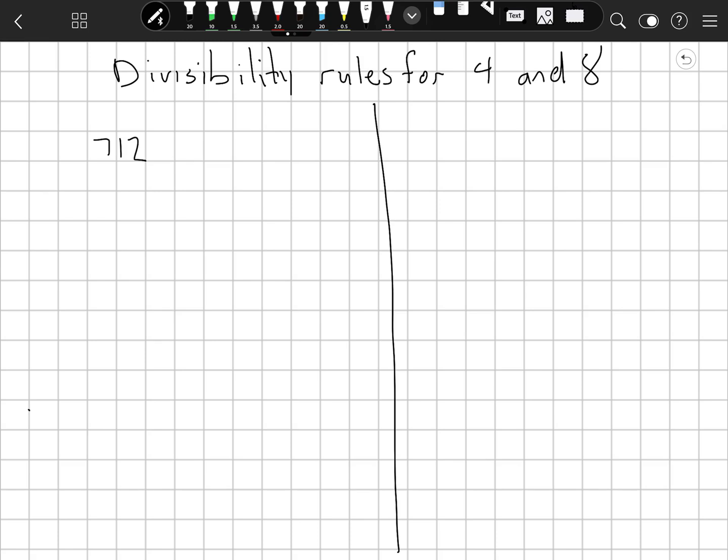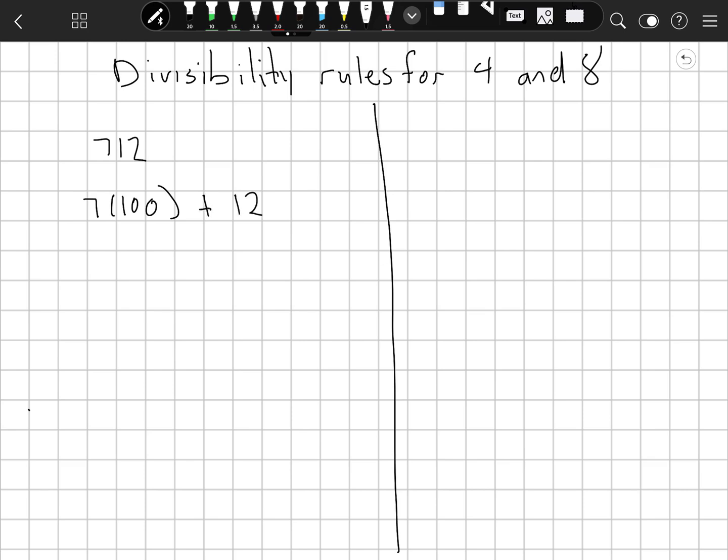So here's your scenario. You've got 4 boys who want to split up baseball cards evenly among themselves. They have 712 cards. And the question is, can they do it? So let's take a look at 712 and rewrite it a little differently. I'm going to put 7 100s. So 7 times 100 plus 12.